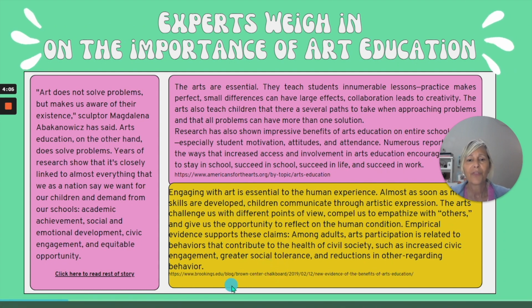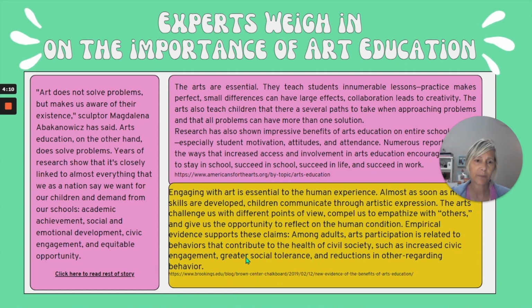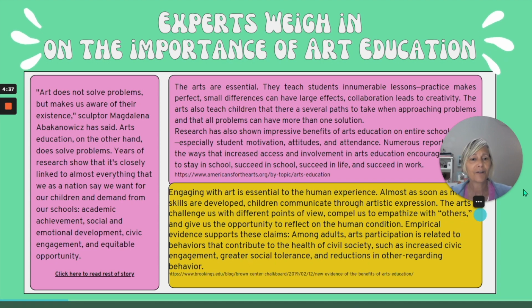Finally, this article talks about how engaging with art is essential to the human experience. They cite that as soon as children's skills are developed, they communicate through artistic expression. So they're doing that before they can write, before they can read. They go on to say the arts challenge us with different points of view. They compel us to empathize with others and give us the opportunity to reflect on the human condition. And again, more evidence that supports those claims. So if you are interested, go on and read those articles.